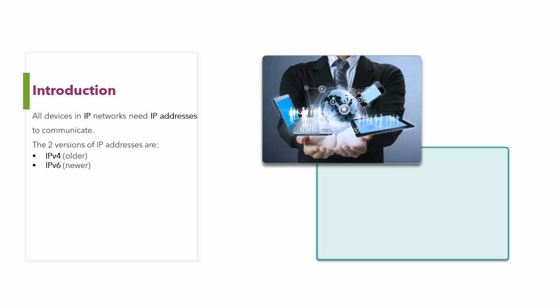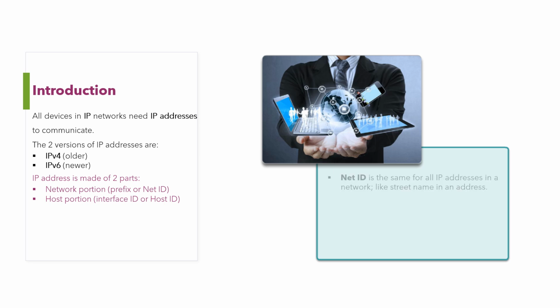All devices in IP networks need IP addresses to communicate. There are two versions of IP addresses. They are IP version 4 and IP version 6. Each IP address is made of two parts. They are network portion that can also be called prefix or net ID, and the other portion is host portion, which can also be referred to as interface ID or host ID.